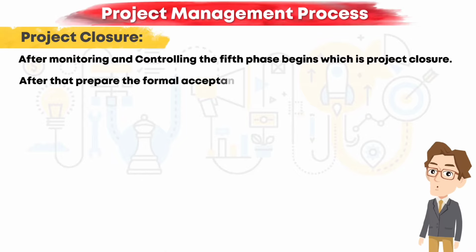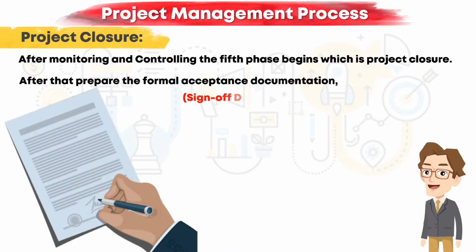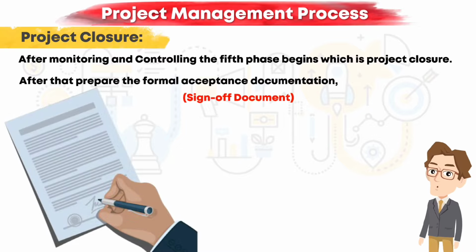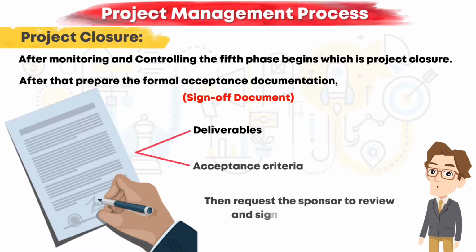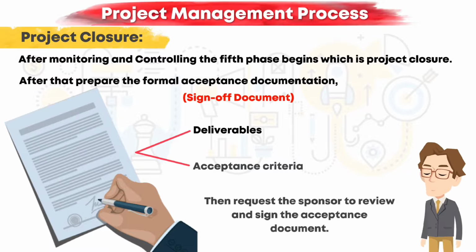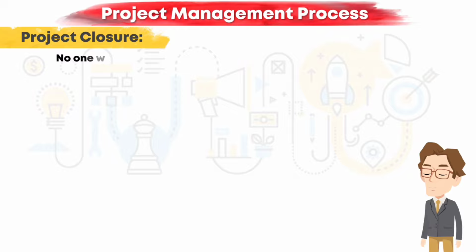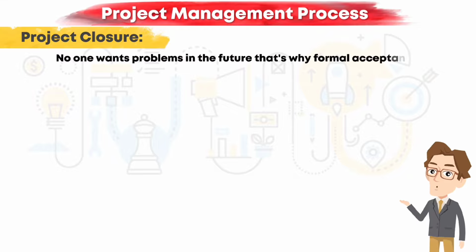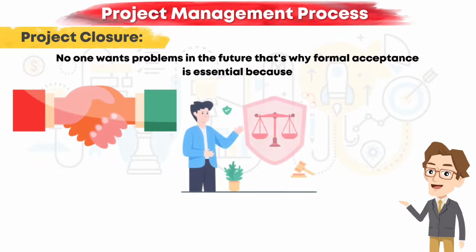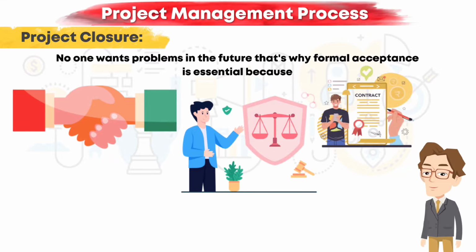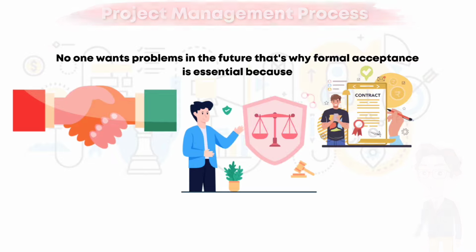After that, prepare the formal acceptance documentation, often called a sign-off document. This document should outline the deliverables and acceptance criteria. Then request the sponsor to review and sign the acceptance document. This serves as an official record that they acknowledge the completion of the project deliverables. No one wants problems in the future. That's why formal acceptance is essential, because it minimizes disputes later, provides legal protection, and serves as a foundation for future work or contracts.